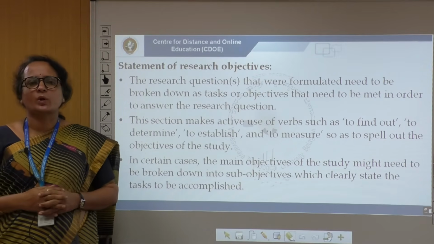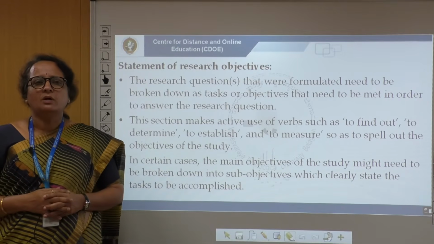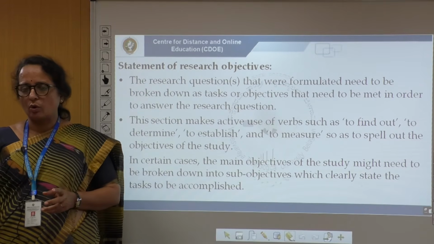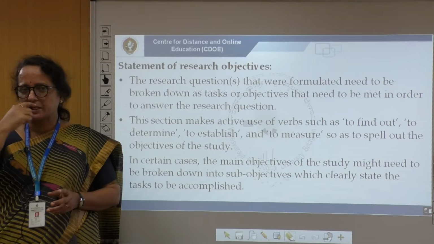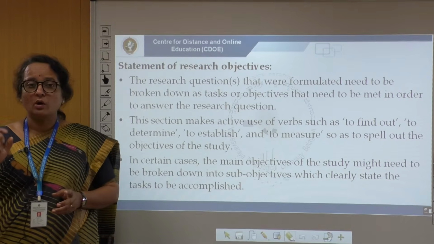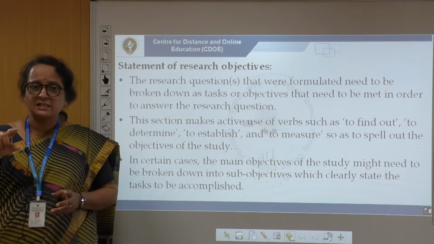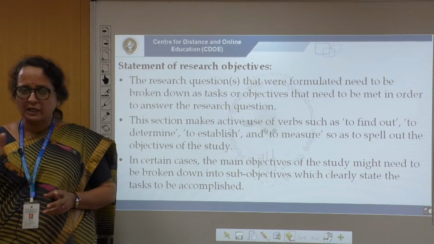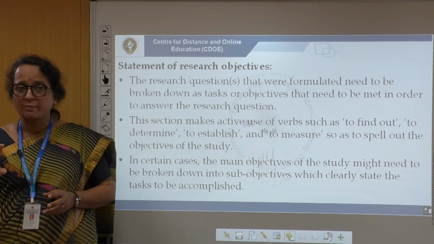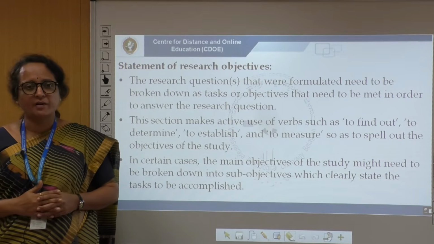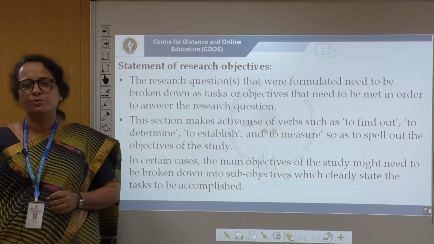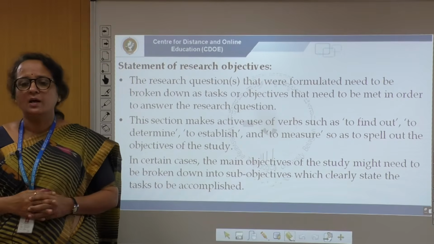For example, if the research problem is declining sales, objectives could be to know the reasons behind declining sales, or to know the association between the advertising and sales of the company's product, or to know the relationship between the quality of the product and sales of the product, or to know the relationship between income of the people and sales of the product. In that way, a research question will lead to one or two research objectives. So, research objectives will be laid down by the researcher.